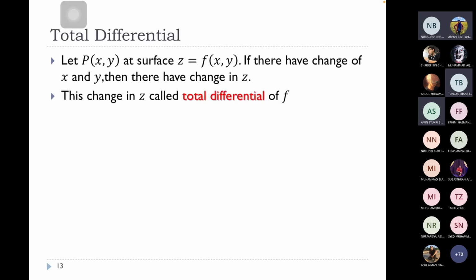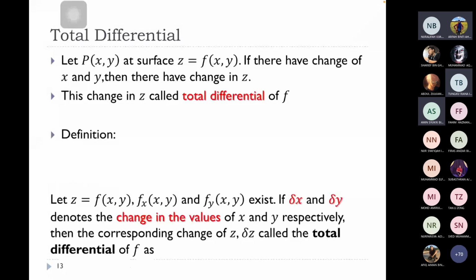The variable with respect to the z function is x and y. The same goes for p. That is why any changes in p will have the effects on the changes of z. So from here, this change in z is called the total differential of f. So by definition, let's say we have z equal to function of f x y.